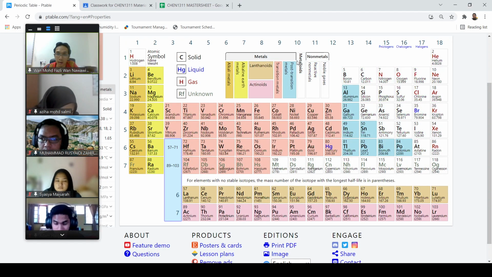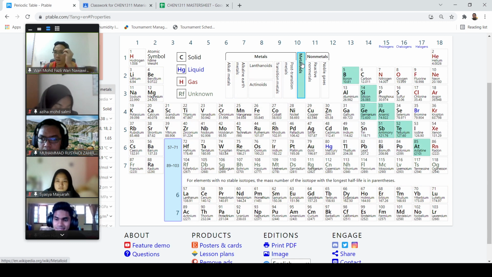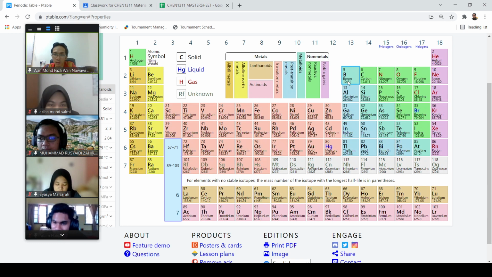So that is metalloid. You have boron, silicon, germanium, arsenic, antimony, and tellurium. Astatine is normally not really used, but at least there are these six. The most common, the most notable metalloid.